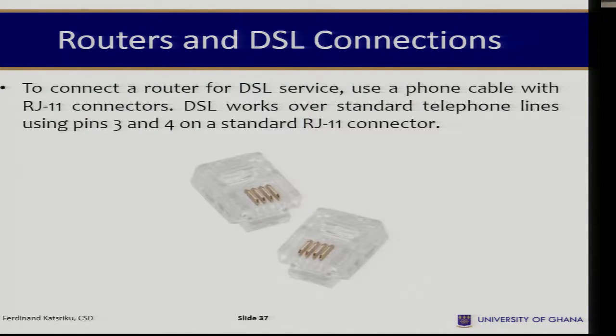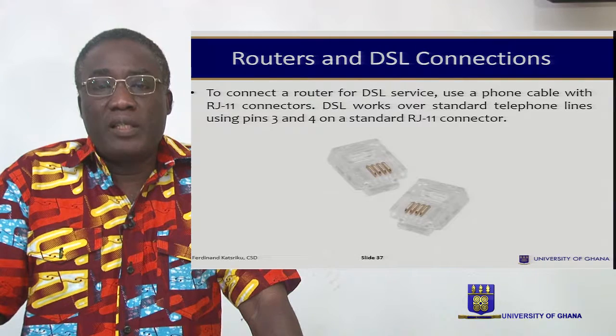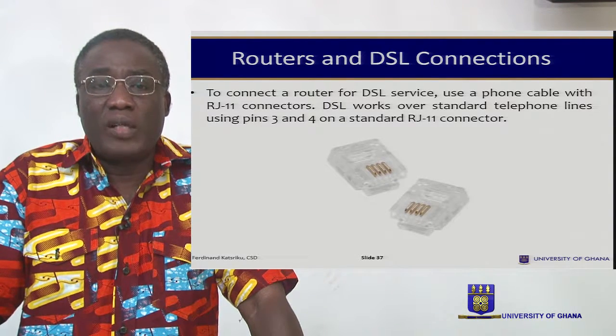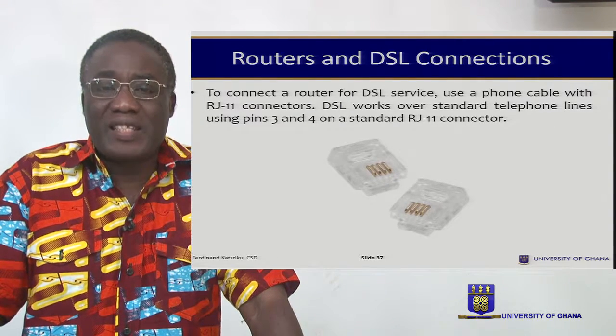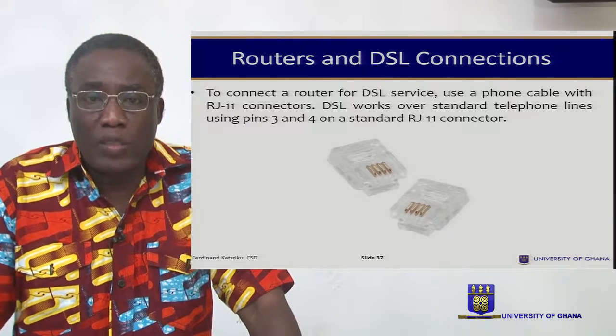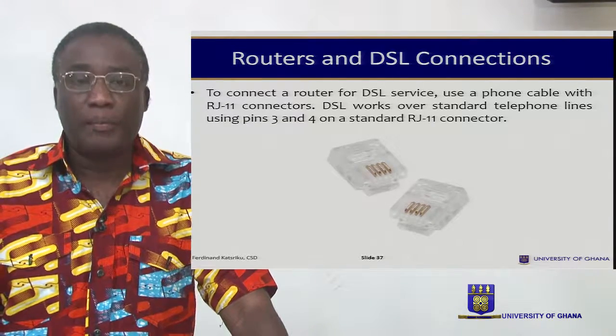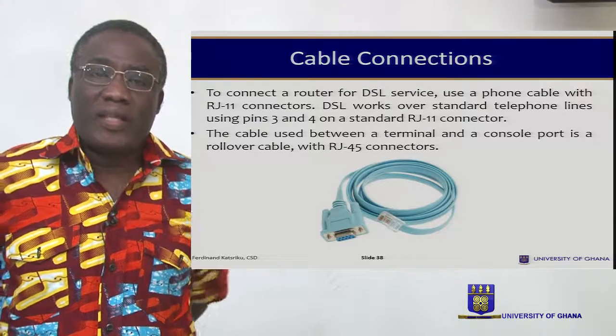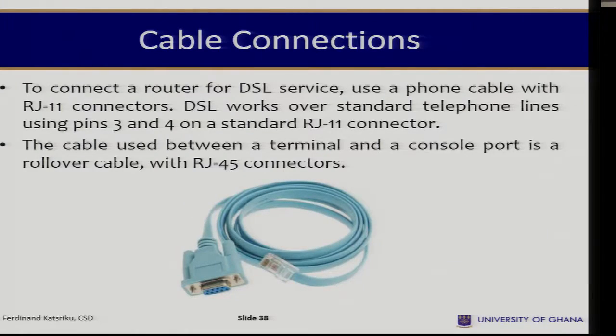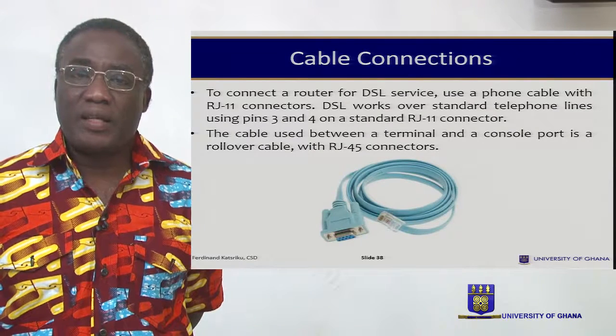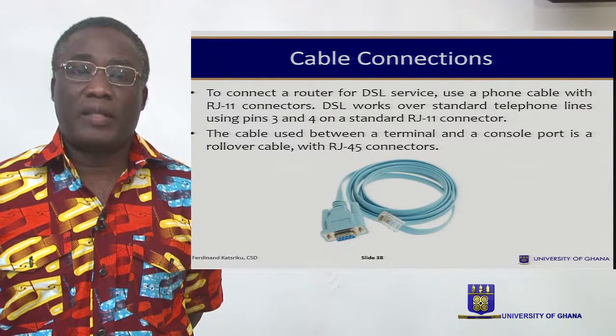To connect a router for DSL service, you need to use a phone cable with RJ11 connectors. DSL works over standard telephone lines using pins 3 and 4 on a standard RJ11 connector, which is shown.